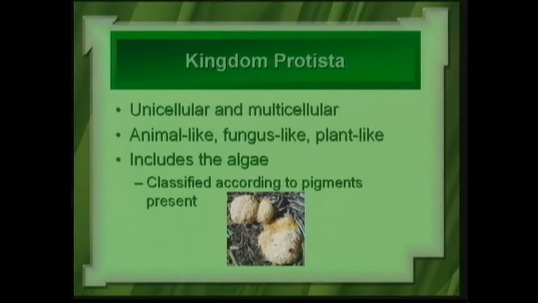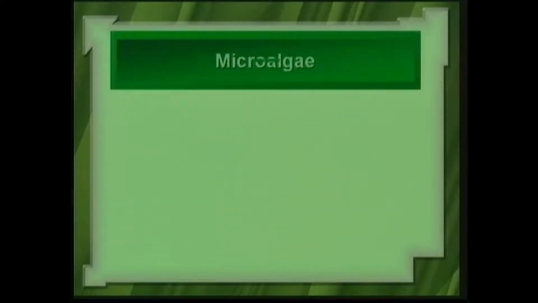One of the ways they classify the algae is according to what kind of pigments they happen to have, especially the macroalgae. If you have macroalgae, you also have microalgae. Microalgae are algae that you can usually only see with a microscope. They're usually unicellular.